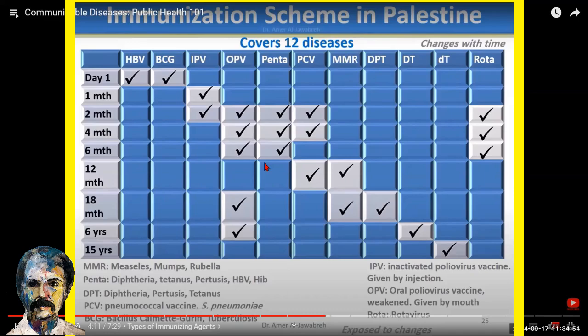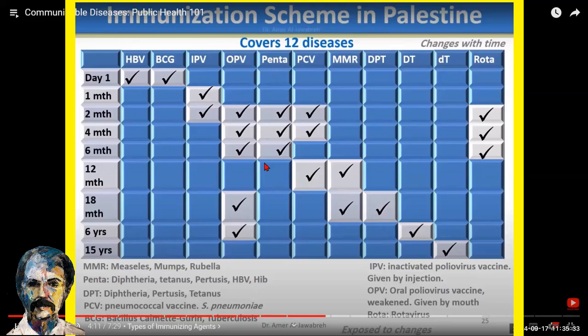So we have DBT at 1.5 years, DT alone after 6 years, and at 15 years, when the child is 15 years, small d, capital T. The newly introduced one, which is rotavirus, was introduced by our Ministry of Health just 2, 3, 4 years ago, not more. And at 2, 4, 6 months, maybe this is because the Saudi government requires that all the Hajj pilgrims who go on pilgrimage to Mecca have the rota vaccine. So our Ministry of Health, maybe they said, okay, since they require this, we can include it in our scheme.